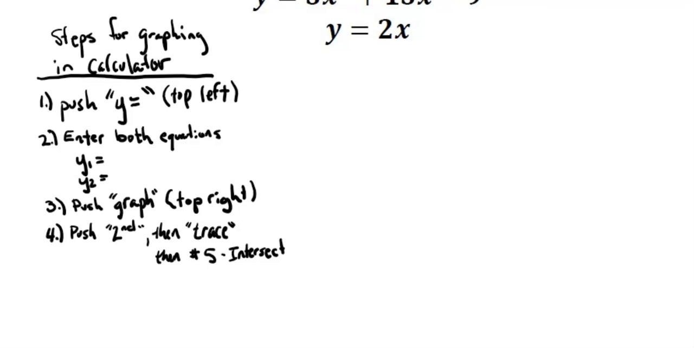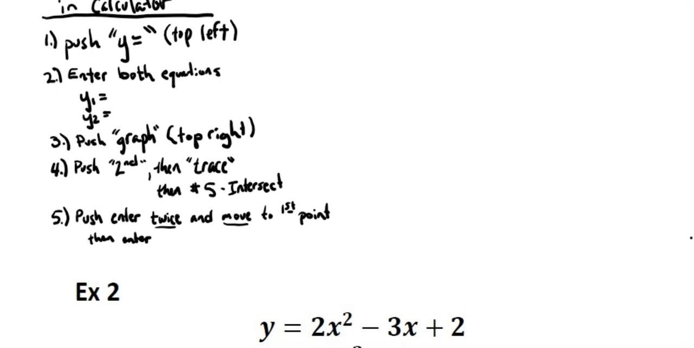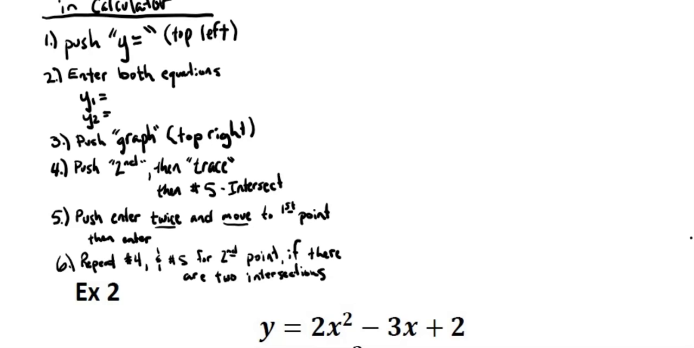Step 4, you push the second button and then trace, and then number 5 for intersect. For step 5, push enter twice and move to the first point and then enter. And it'll prompt you to move to the second curve, move it to the same general point of where they're intersecting, and hit enter again. For step 6, repeat numbers 4 and 5 for the second point if there are two intersections.